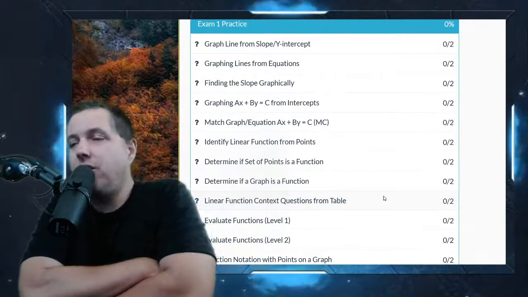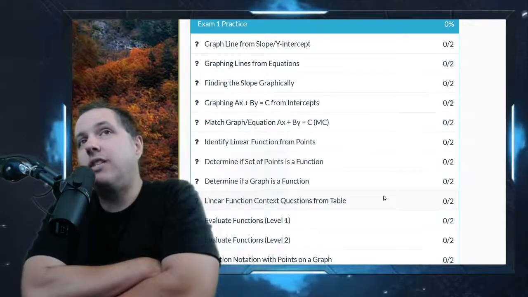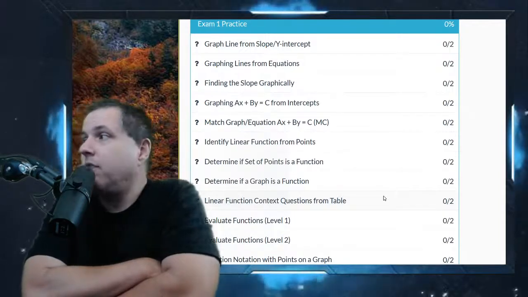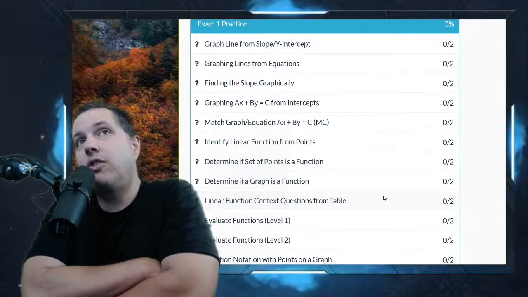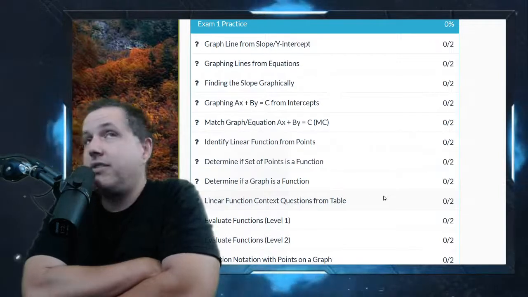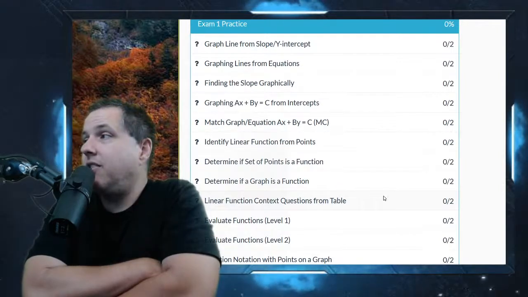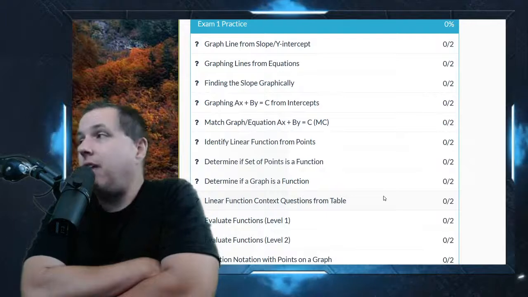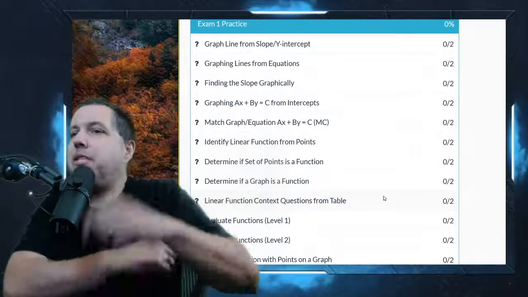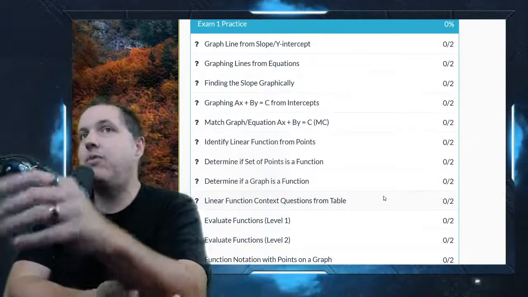I guess there's some function stuff on there too, understanding the basics of functions. So those are the basic topics that are covered on this practice test and on the test. So if any of those, be specific, don't just say, oh, I don't get systems of equations.